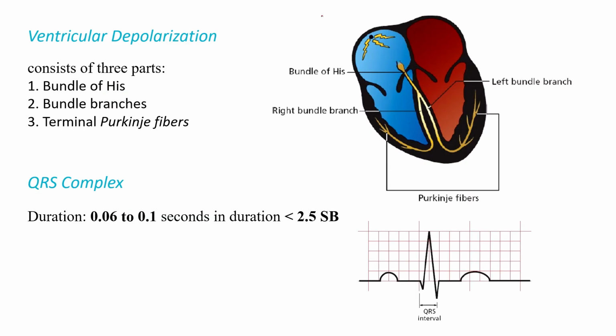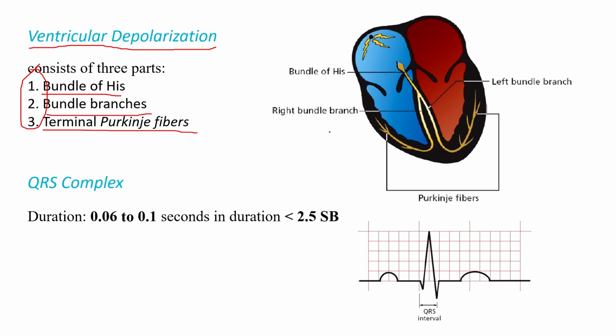Let's move forward. Now let's talk about ventricular depolarization. First of all, you have to know it includes 3 parts: the bundle of His, the bundle branches, and the terminal Purkinje fibers. They represent ventricular depolarization. Please do not confuse it again. It does not include the AV node. The AV node is for the PR interval. These 3 represent ventricular depolarization.